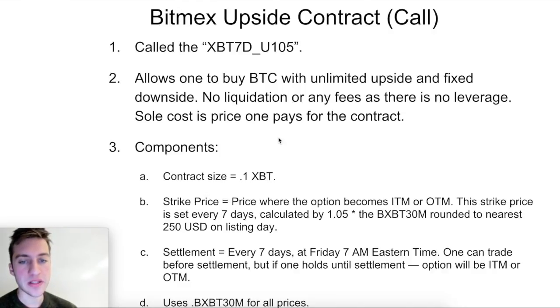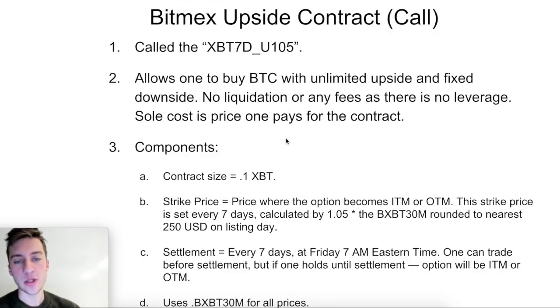It's called the XBT 7D_U105. And you can find this on TradingView if you type that in there. And what you're going to see on TradingView is not the strike prices of the option, but it's actually the prices that traders paid to buy this option. And it's titled this because it expires every 7 days. It's XBT Upside, 105%. And we're going to talk about where that 105% came from.